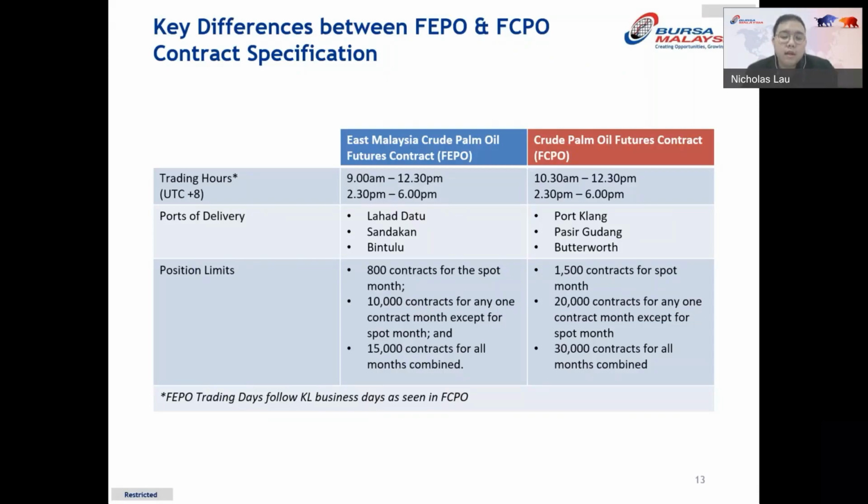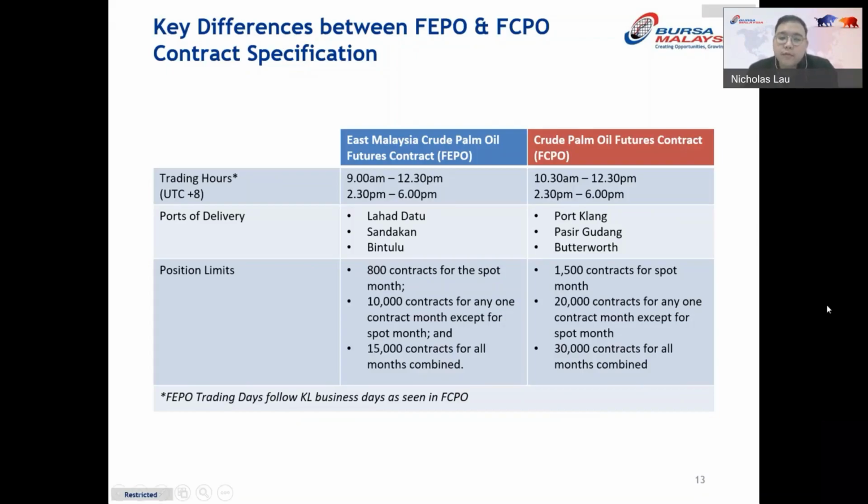And of course, the final difference would be the position limits. As we can see here, the position limits for the FEPO are half that of the FCPO. Position limits basically means the total number of contracts which any investor can hold at any one point in time. For the FEPO contract, on the spot month itself, which is the current month, it would be 800 contracts. And then for any one contract month except for the spot month, it will be 10,000. And the position limits for all contract months combined would be 15,000 contracts.